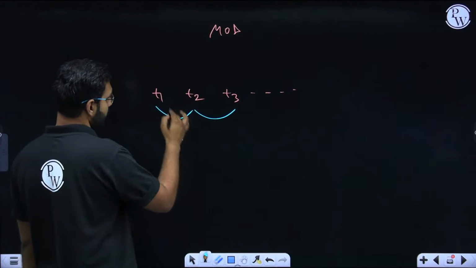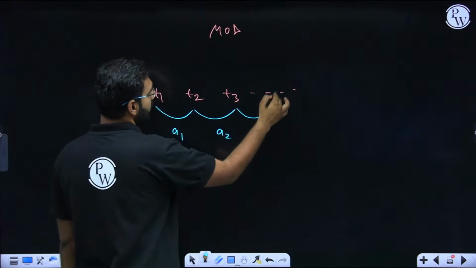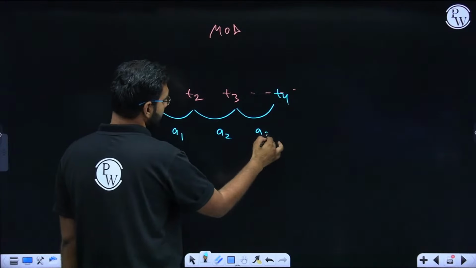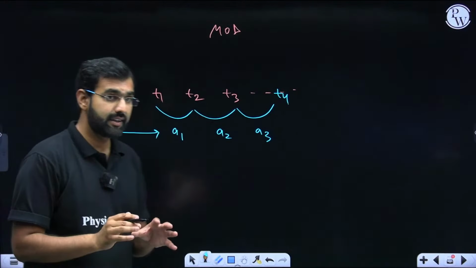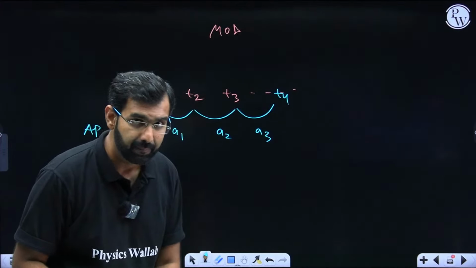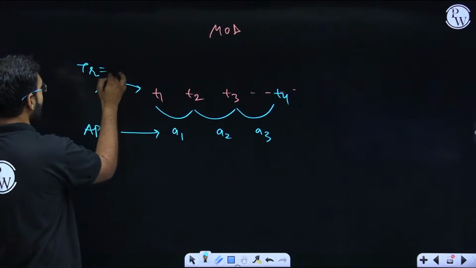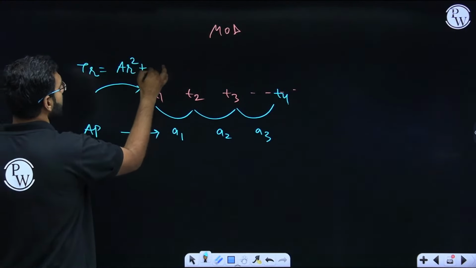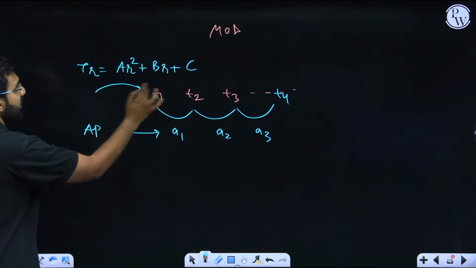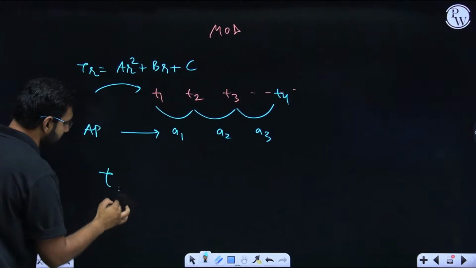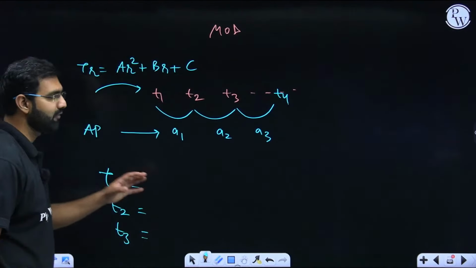So the first difference between T2 and T1 is A1, between T2 and T3 is A2, let's say between T4 and T3 is A3, and these differences are found to be in AP. In that case, you can write the rth term of this sequence as AR square plus BR plus C. Then by putting R as 1, 2, 3, you can write T1, T2, T3, and by comparing the values, you can find A, B, C.